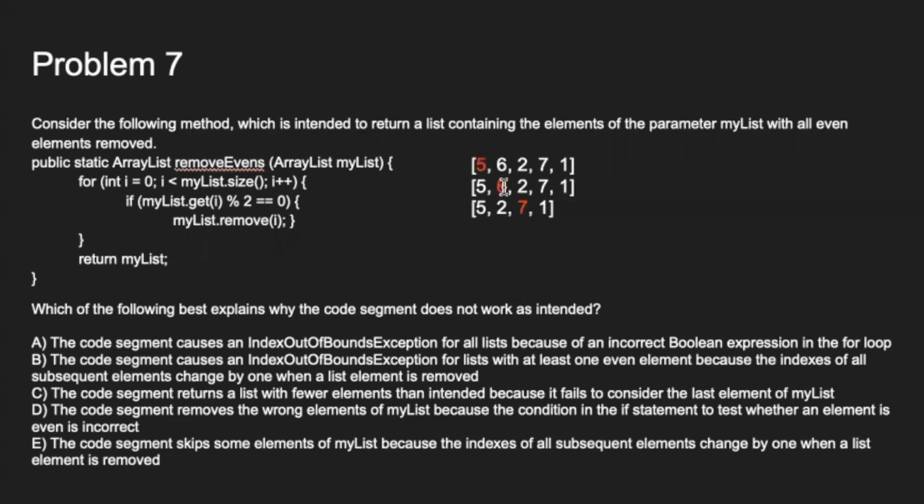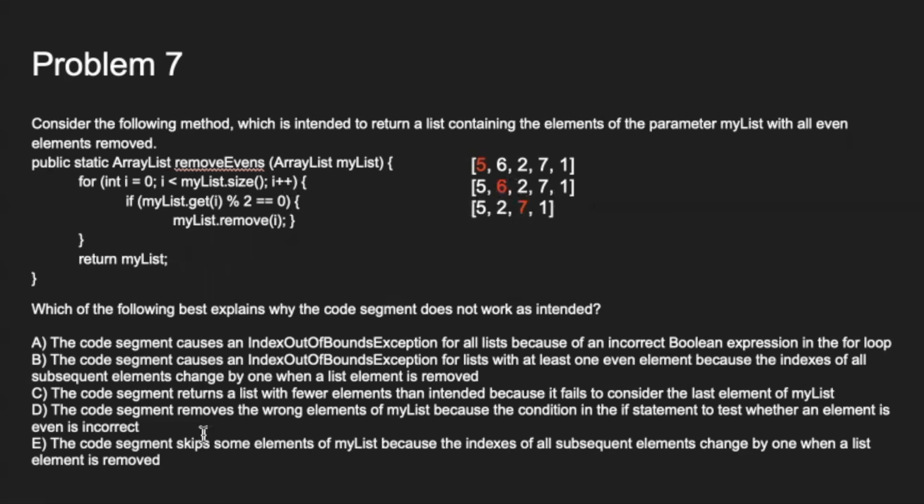And 6 is even, so we remove it. The list becomes this right over here, and we increment i by 1. So now i is 2, which is this 7 right here. Notice how we skipped over this 2, because the indexes of all subsequent elements change by 1 when a list element is removed.